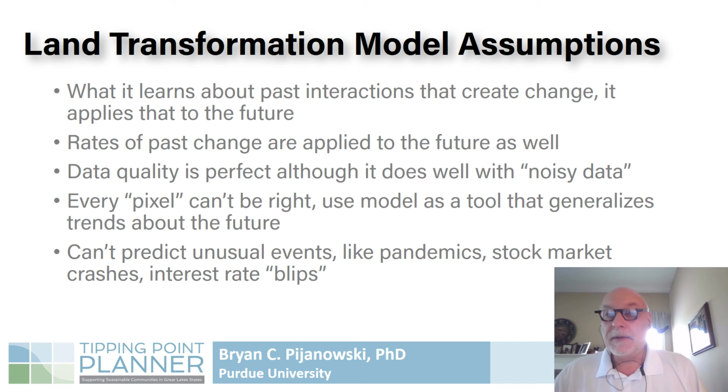Data quality: we're assuming that the data quality is perfect, although the neural network actually does really well with noisy data, so it's not a problem. Statistical models tend to be very sensitive to noisy data. I also say that we shouldn't sit around and argue about the location of a pixel, because the model really can't predict at 30-meter resolution with 100% precision. What you need is a tool that helps you to guide your thoughts, and it generalizes the trends about the future, and it actually does it fairly well.